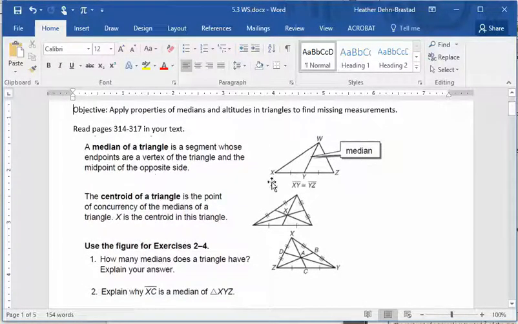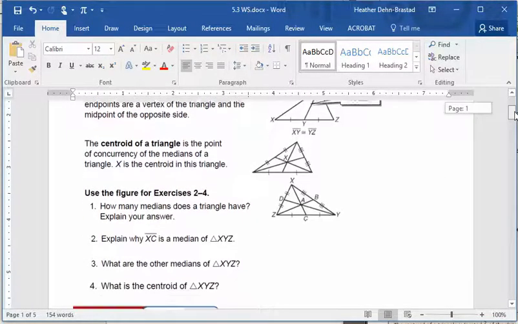So here we have a median. A median of a triangle is a segment whose endpoints are a vertex of the triangle, that's one endpoint, and the midpoint of the opposite side. So you need to know the midpoint of one side, and then you connect that midpoint to the vertex opposite it. That's a median. If you make the medians for every side of the triangle, that point where they all intersect, the point of concurrency, is called the centroid. Things will balance. If you put your finger right there and hold it up, it should balance right there, the centroid. So how many medians does a triangle have?